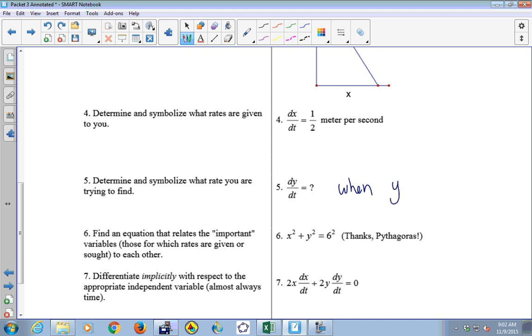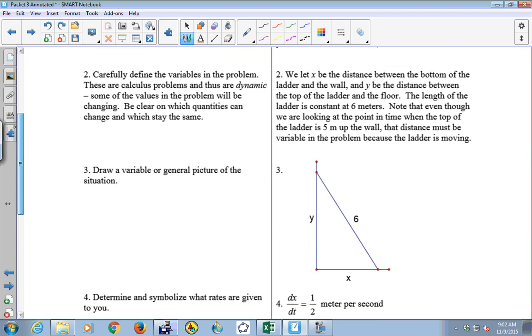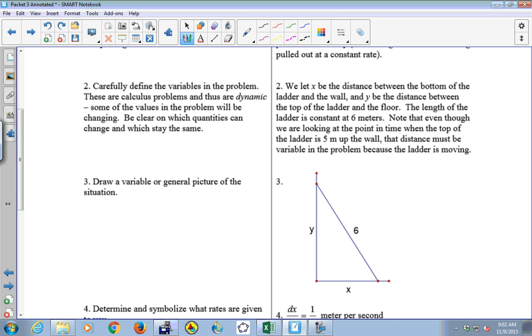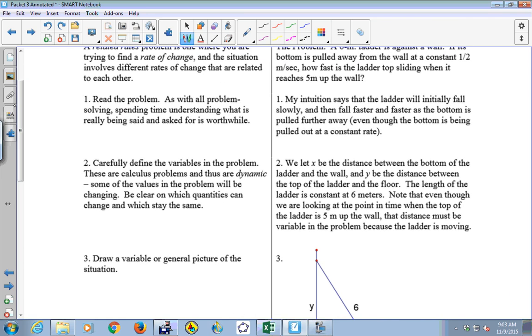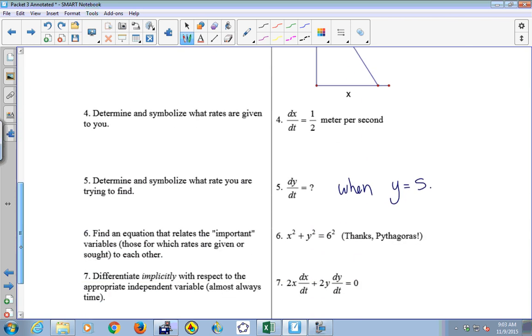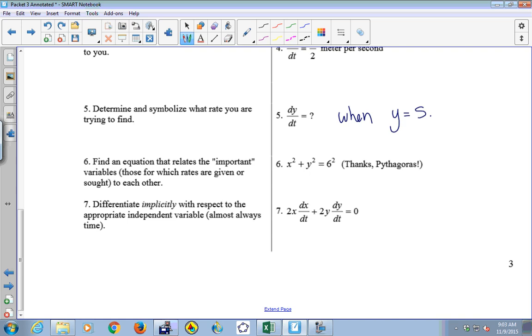When y is 5. Yeah, you have to go back to the question, right? So the question was, oops, let me go a little further. How fast is the ladder top sliding when it reaches 5 meters up the wall? So I'm looking for dy/dt when y is 5.